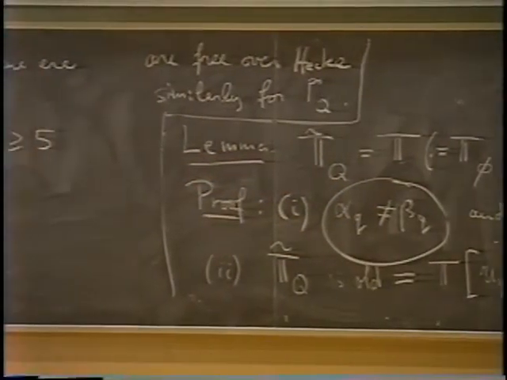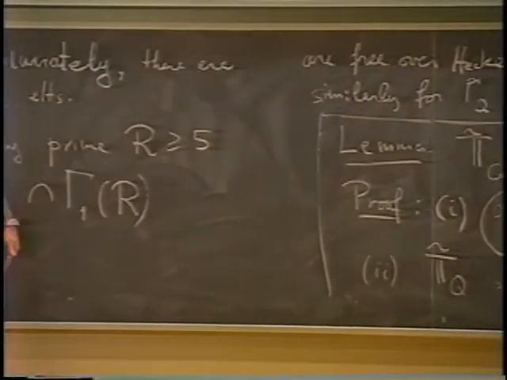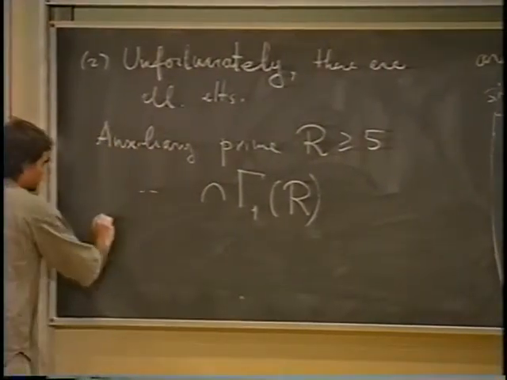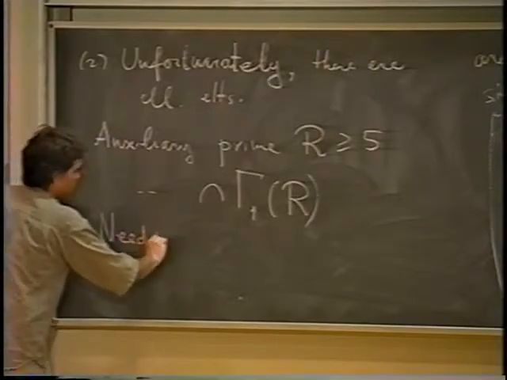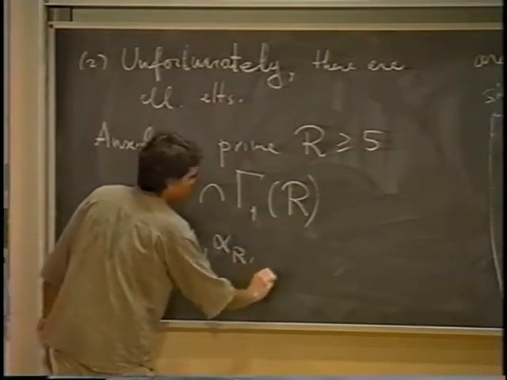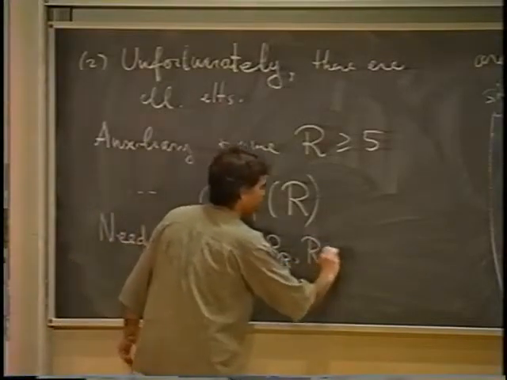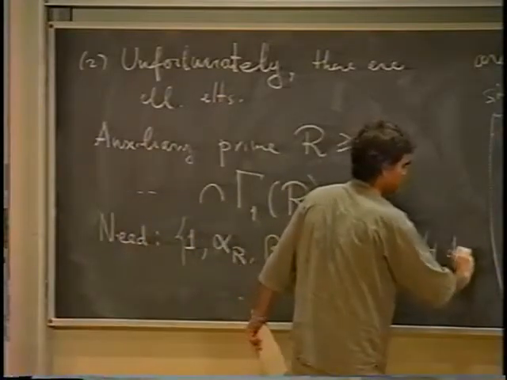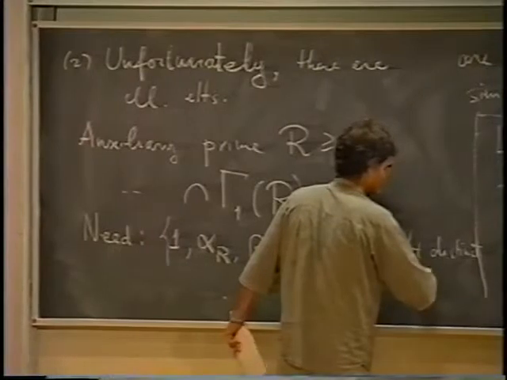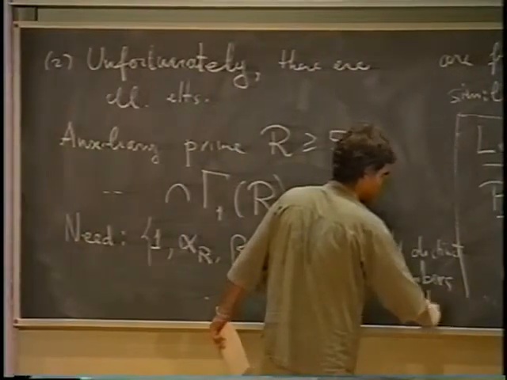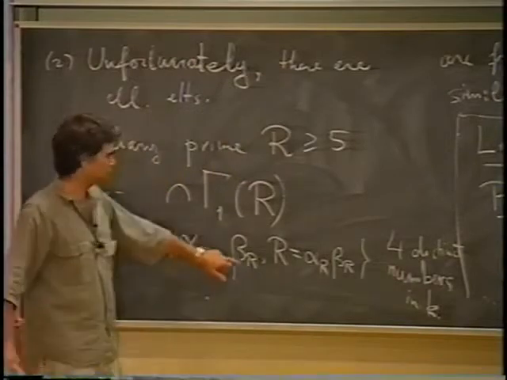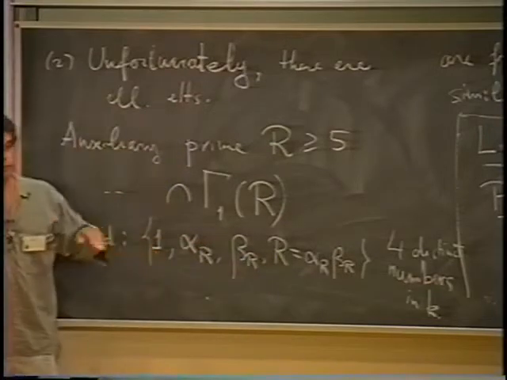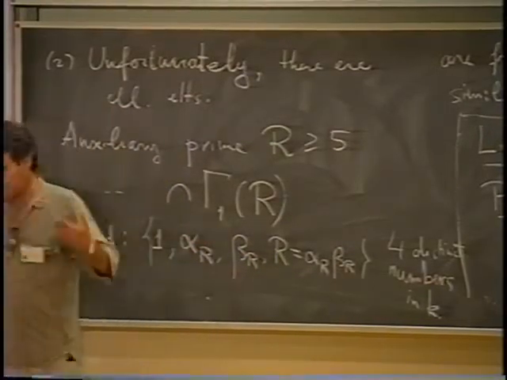But here you don't want congruences, not from the level without R up to gamma naught R, and not from gamma naught R to gamma 1 R. And it's pretty easy to see that what you need on R is that 1, in this case, alpha R, beta R, and R itself, which is alpha R times beta R, are 4 distinct numbers in K. You see that alpha R different from beta R will give you no congruences up to gamma naught, and that R is not 1 will give you no congruences between gamma naught and gamma 1.